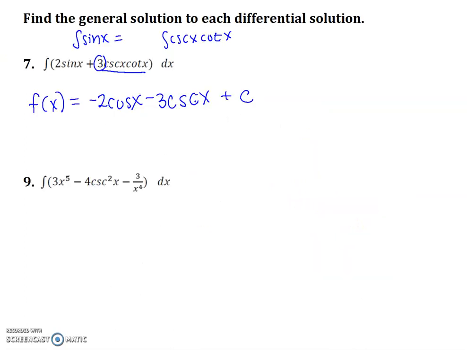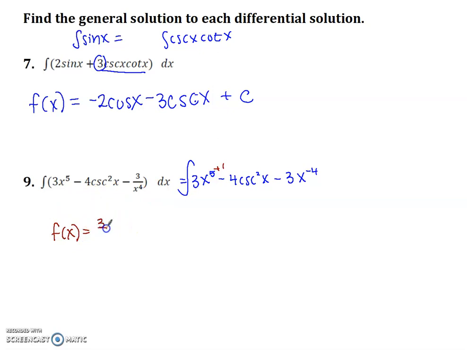Now let's look at this last one. This is just kind of a mix of everything. Before we integrate it, we need to rewrite it without an x on the bottom. So we've got 3x to the 5th minus 4 cosecant squared of x, and then move the x up and make it minus 3x to the negative 4. And then we're ready to integrate it. So add 1 to this exponent. That's going to make it x to the 6.